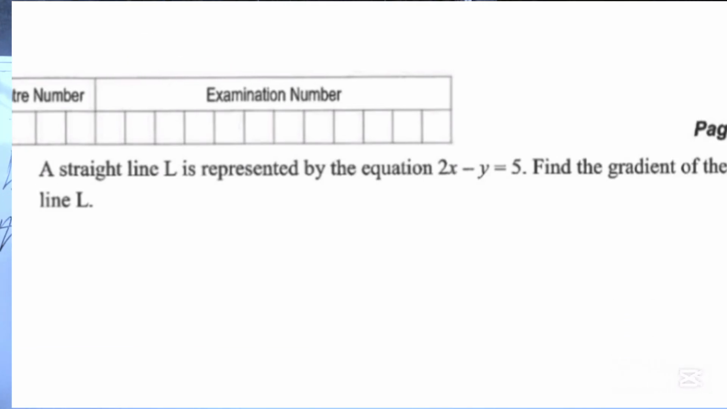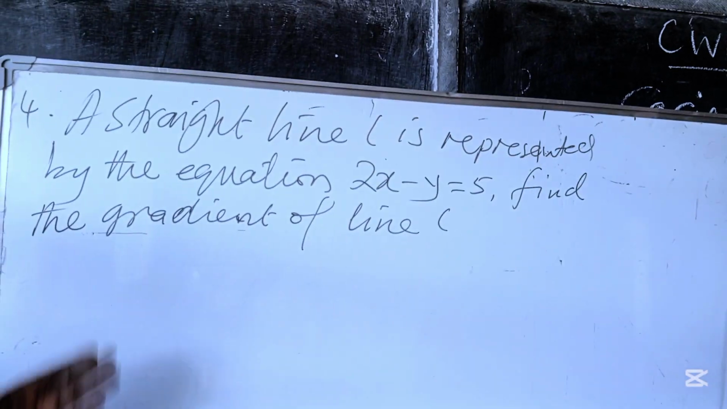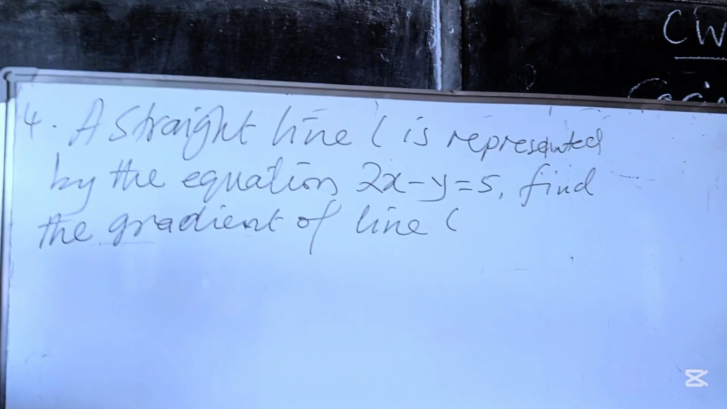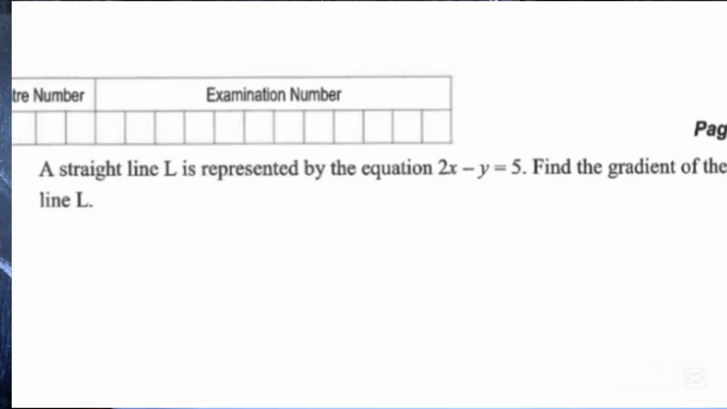We are on question number 4. This is to do with the now linear. These are straight line equations. Such equations are found on the Cartesian graph. A straight line is represented by the equation 2x minus y equals to 5. Find the gradient of the line L.